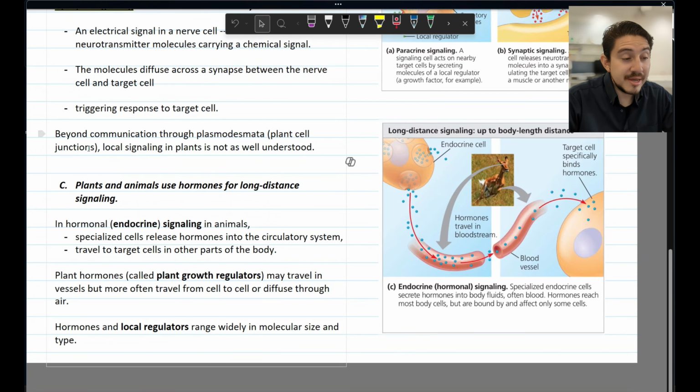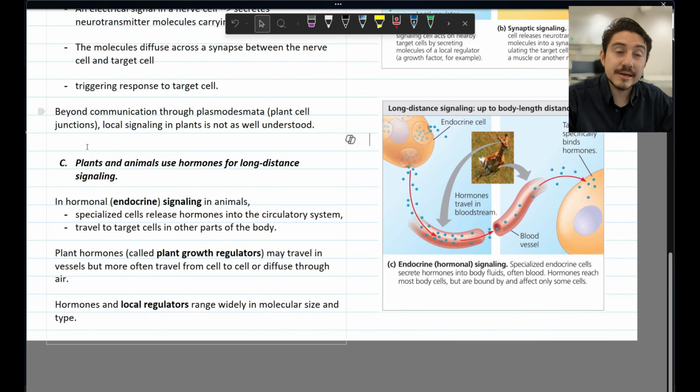And then you have plants. Plants are not as well understood as animal cells, but nevertheless, there are studies that show this type of signaling mechanism. And then you have long distance signaling.